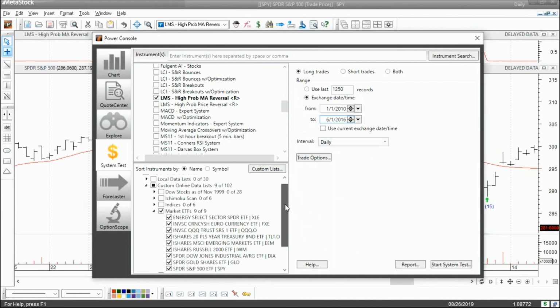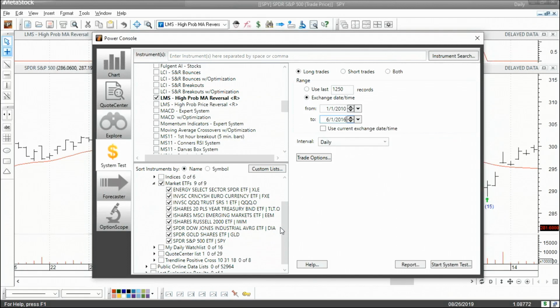Then the other thing that they did in the article as well is they actually tested 9 different securities, and they used ETFs. And these are the ETFs that they selected. They chose the energy ETF, which is XLE. They chose the Euro currency, which is FXE. They chose the Qs. They chose the 20-year Treasury bond ETF, an emerging markets ETF, Russell 2000, the Dow Jones Industrials, which is the diamonds, DIA, the gold with GLD, and also again then the SPY.